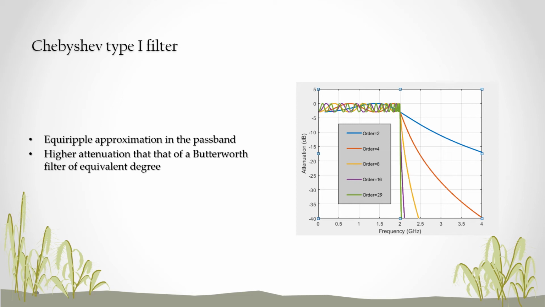Chebyshev filters have a significantly smaller transition band as opposed to the Butterworth filter of the same order, like we just had a chance to look at on the slide before this one. But the consequence is signal ripple in the passband, as you can see on the slide.